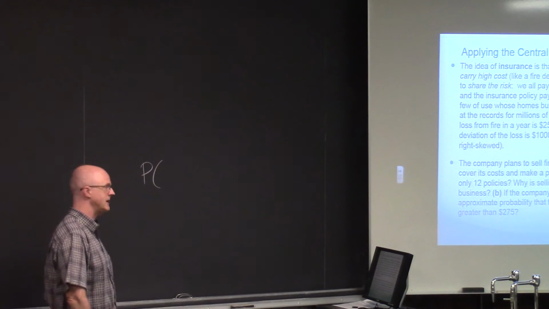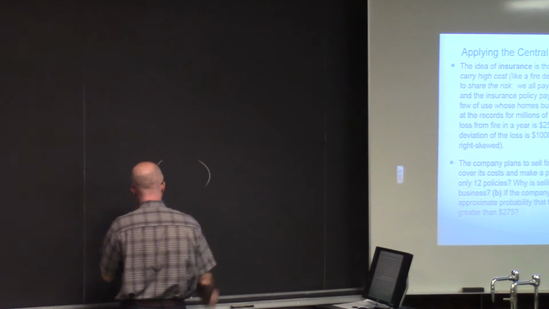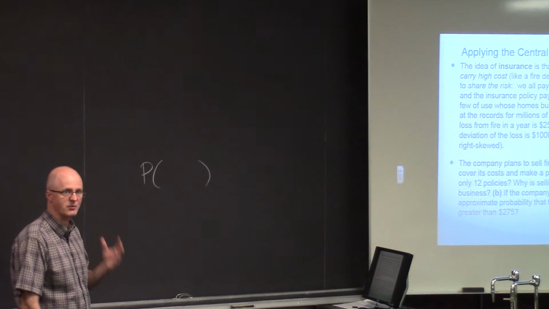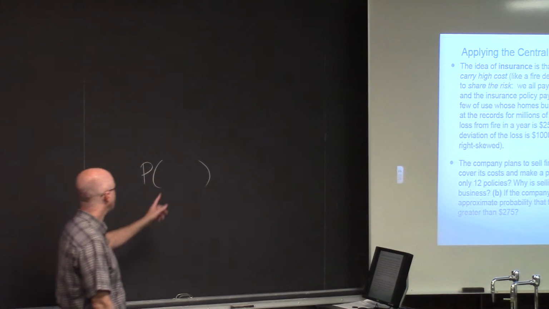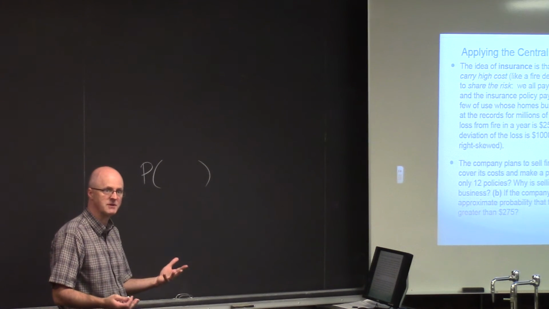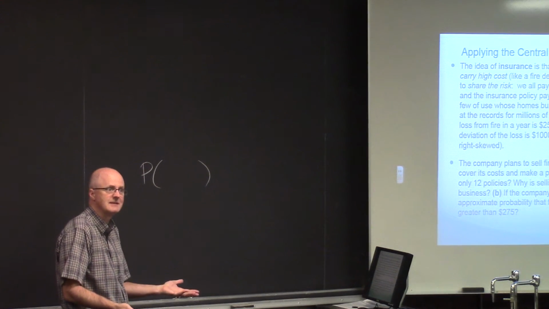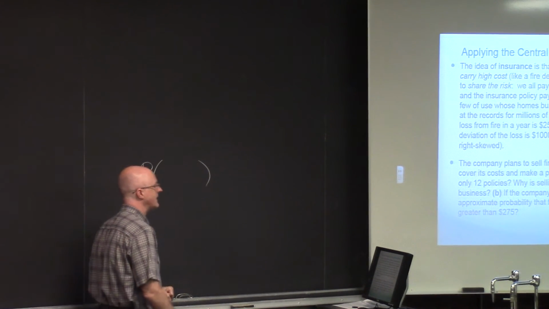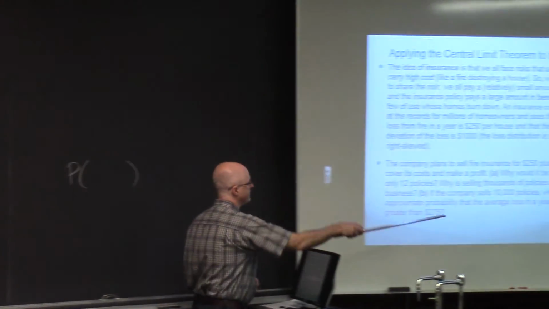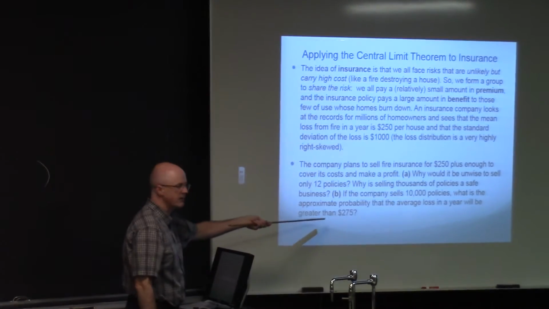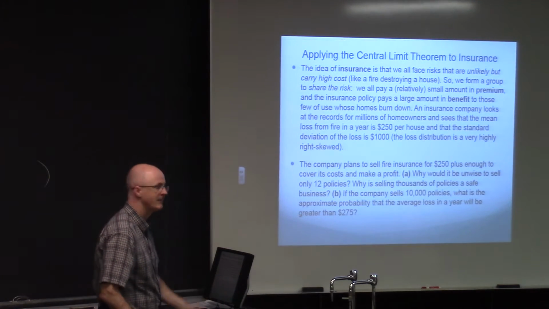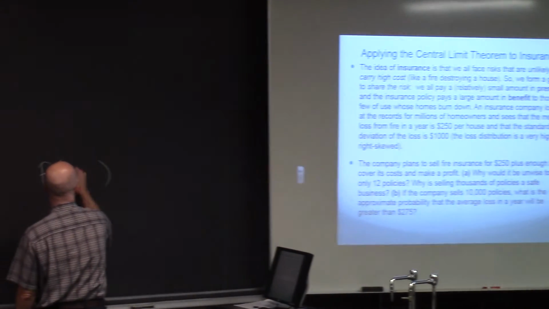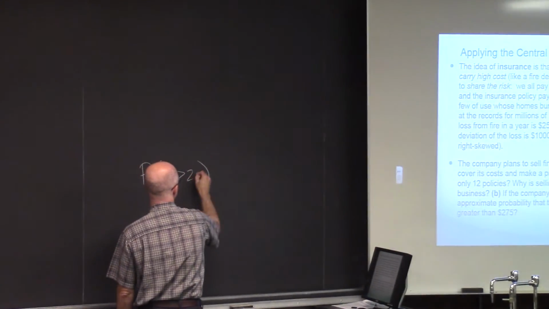Probability of something, you use parentheses here. That entire expression represents the answer, the number, that's the probability. What goes inside the parentheses is a description, oftentimes, of what the event is. In this case, the probability you're thinking about is the event that the average loss, or mean loss, will be greater than $275. X bar is the mean. What's the probability that X bar is bigger than 275?